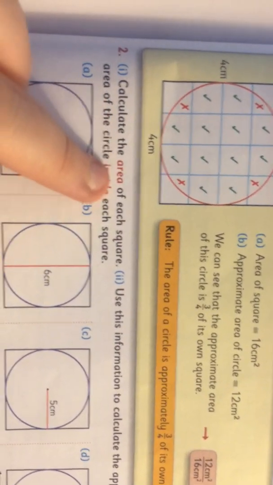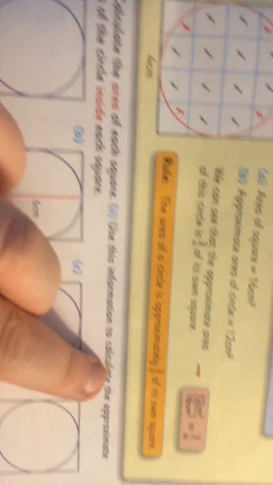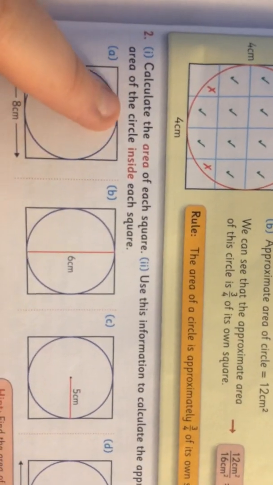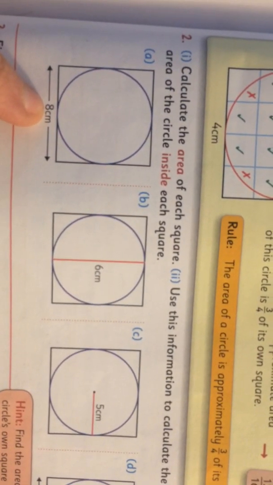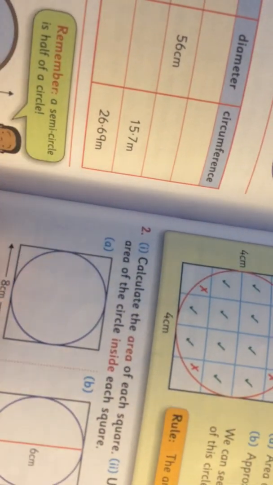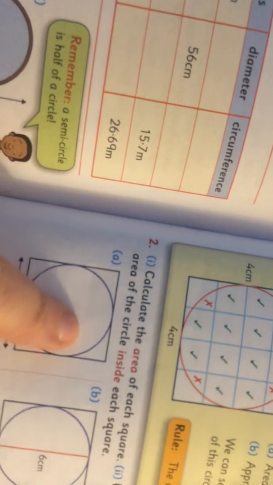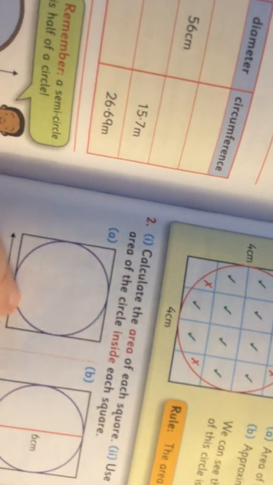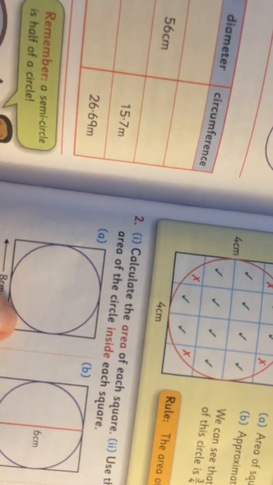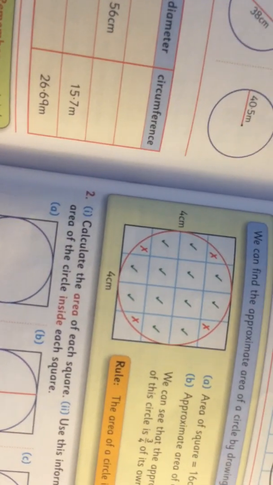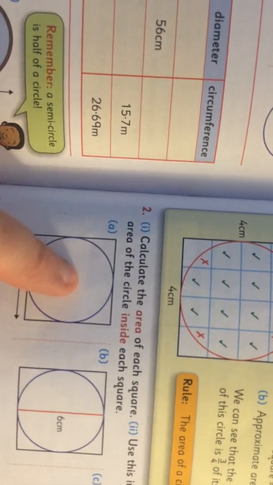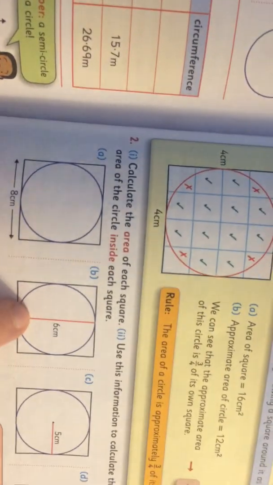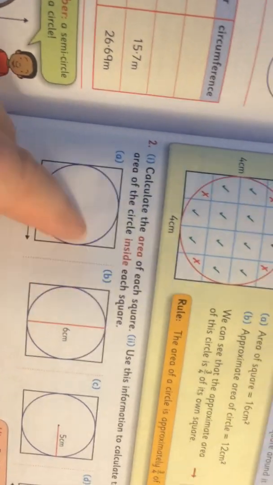So here, calculate the area of each square and use this information to calculate the approximate area of the circle inside of it. So the area of each square: here we have 8 centimetres by 8 centimetres, so 8 eights are 64. So 64 centimetres squared is the area of that square. So we know that 3/4 of 64, so divide by 4 and multiply by 3, will give us the approximate area of the circle.